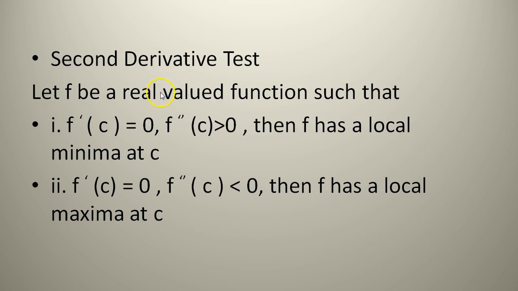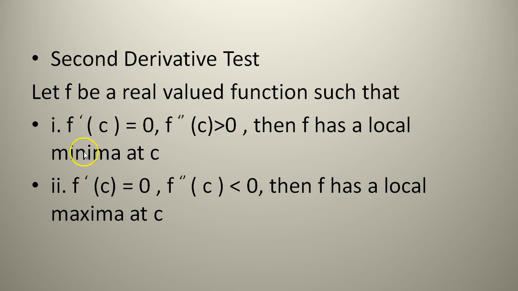Based on this, we have the second derivative test, which is very useful in word problems on applications of derivatives. It states that if F is a real valued function such that first order derivative of F at C equal to 0 and second order derivative of F at C is greater than 0, then F has a local minima at C. Further, if first order derivative of F at C equal to 0 and second order derivative of F at C is less than 0, then F has a local maxima.